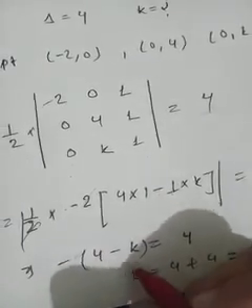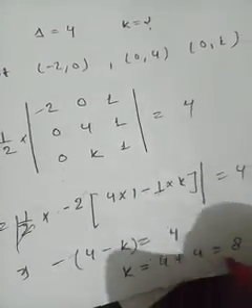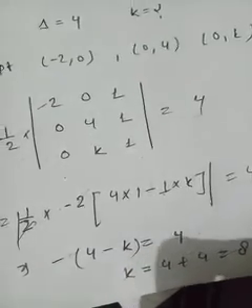Now multiplying by the minus sign, you get k equal to 4 plus 4, that is 8. So hence the value of k is 8.